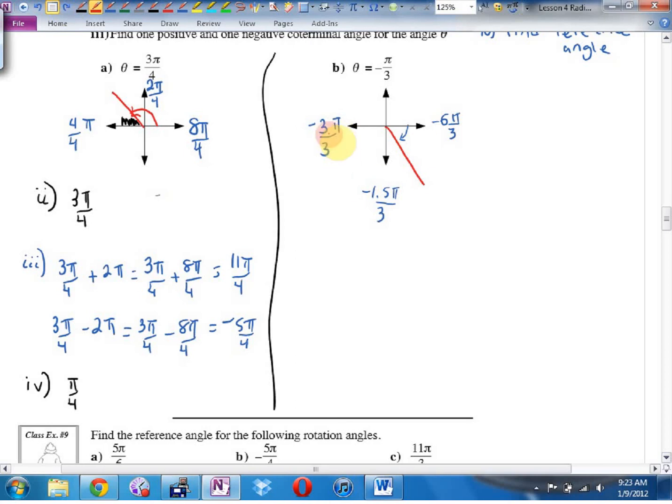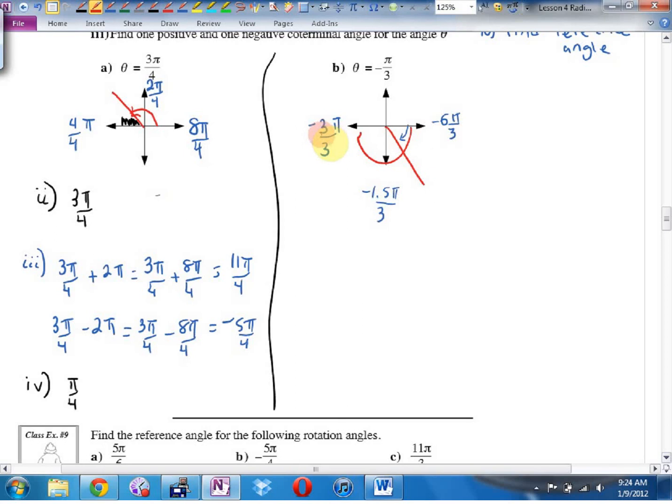3 of them to get to there. What's half of 3? So half of 3 pi by 3s would be 1.5 pi by 3s. Negative, because we're going in the negative direction. That's just telling us to go that way, right? Is that okay? Because I can tell you now the principal angle.